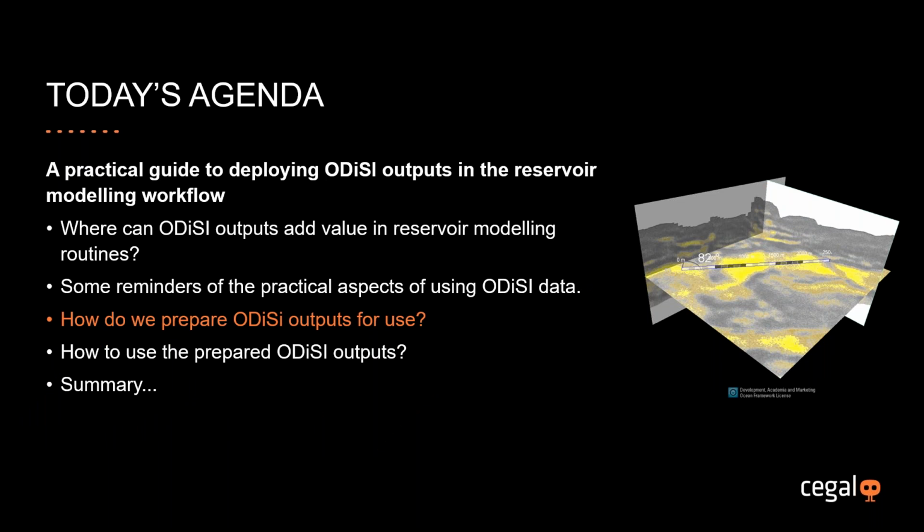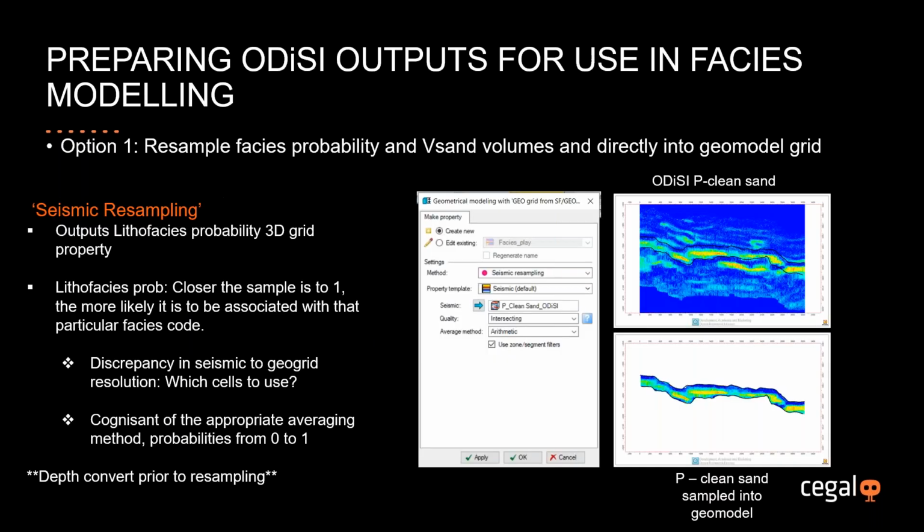So let's go through some of the fundamental approaches to preparing the data for use. I'll touch on 3 here, but put particular suggestions in the chat box if you like. Option 1 is to resample our individual facies probability seismic volumes directly into our geomodel. In Petrel world, this was achieved using the seismic resampling process in the geometrical modeling tab. The process effectively allows seismic voxels to be averaged into the geocells, with the output being the resampled p-lithofacies 3D model property in your grid.